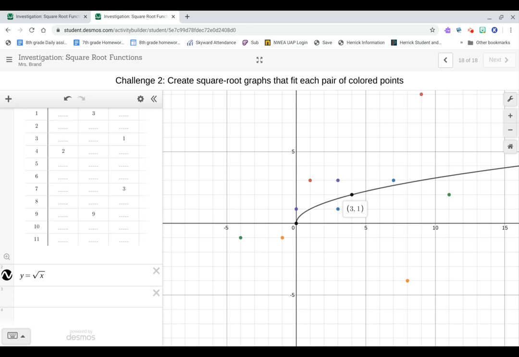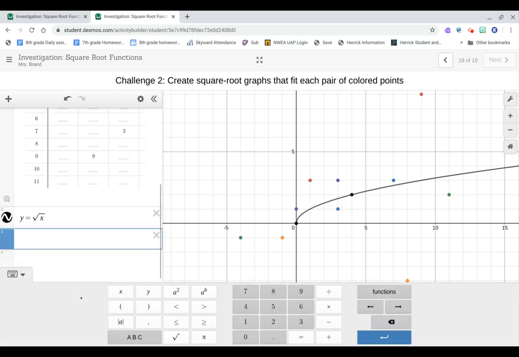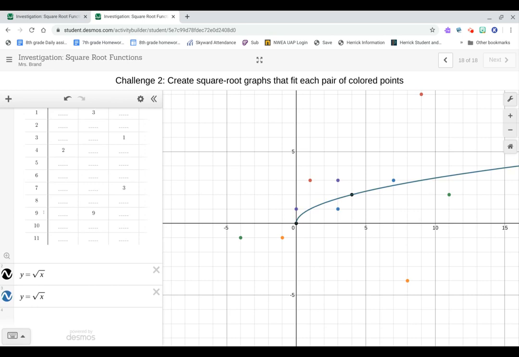So we always start with the left point. Let's first type in our parent function. So we have y equals the square root of x. And I would like to make this blue.